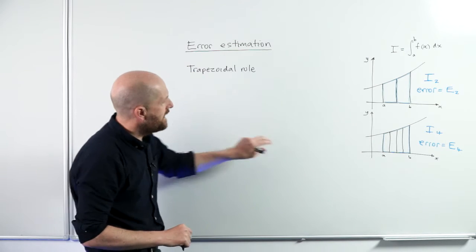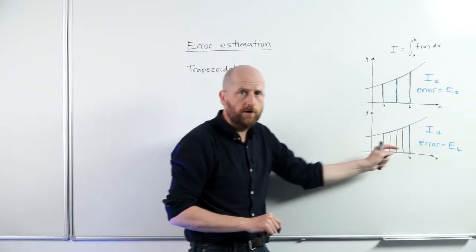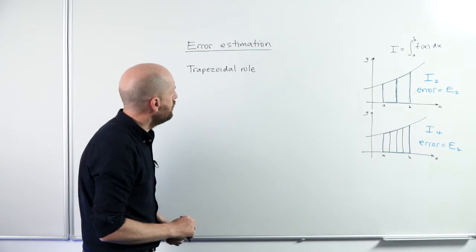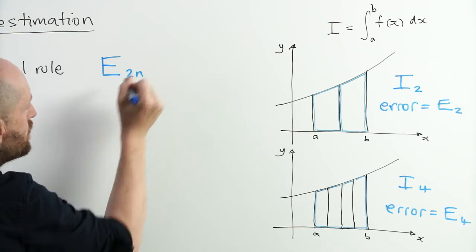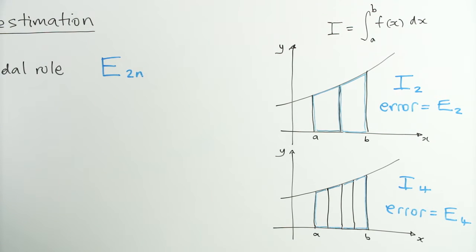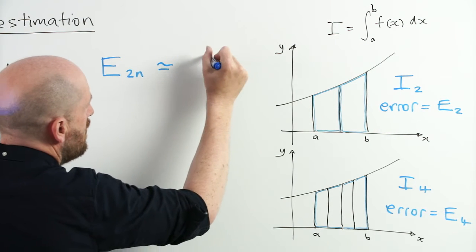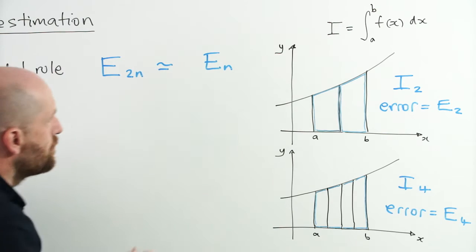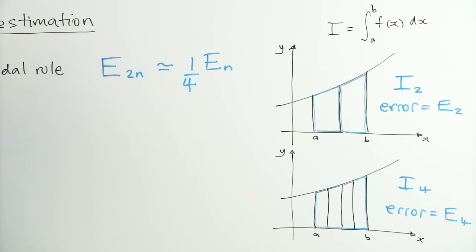Okay, well, we can actually work out a relationship between these errors as we double the number of strips. For the trapezoidal rule, it turns out that the error using 2n strips, so that's twice n strips, is approximately equal to, not the error using n strips, but a quarter of that error. So this looks great. We're quartering the error every time we use double the amount of strips.